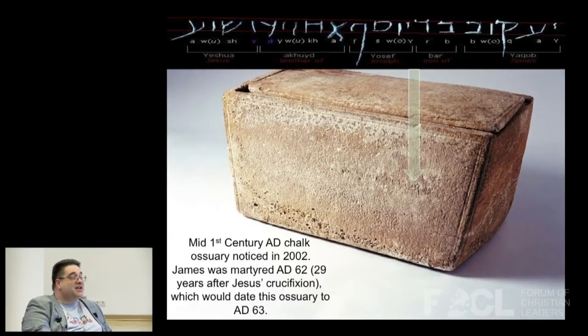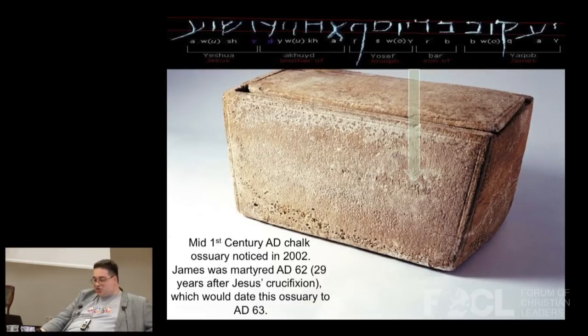So Yeshua is Jesus. Achud is brother. Joseph, bar, son of Jacob, James. James, son of Joseph, brother of Jesus. So mid-century AD, chalk ossuary.